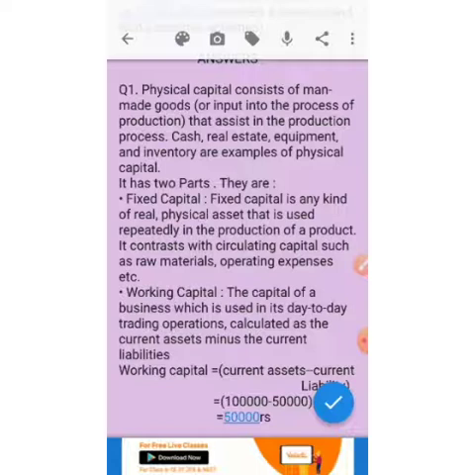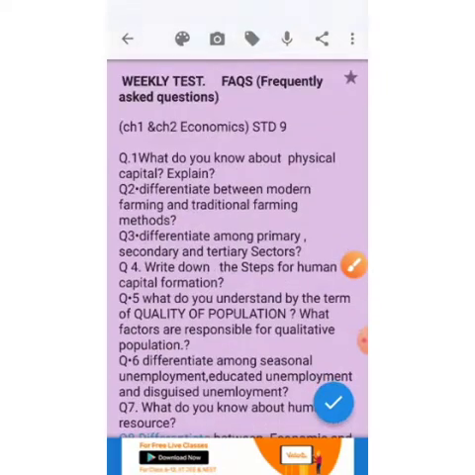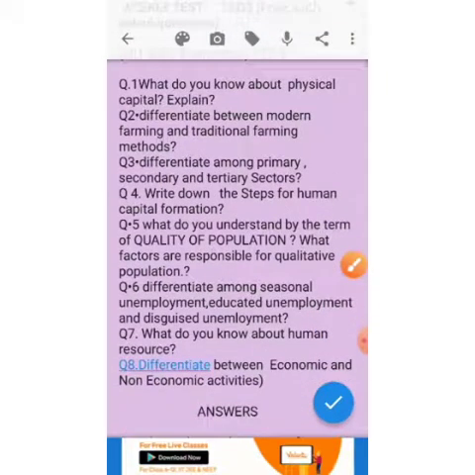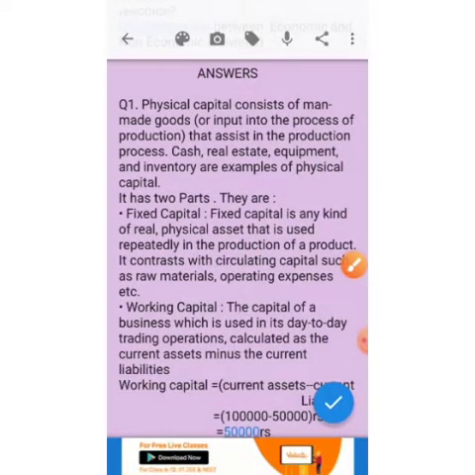Okay, let's start. It is FAQs, frequently asked questions. I'm going to show you these questions. See, these are the 8 questions. First of all, I'm going to start with your first question. What do you understand by physical capital? Explain. This is your first question's answer.